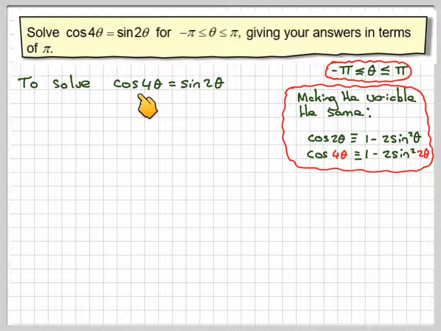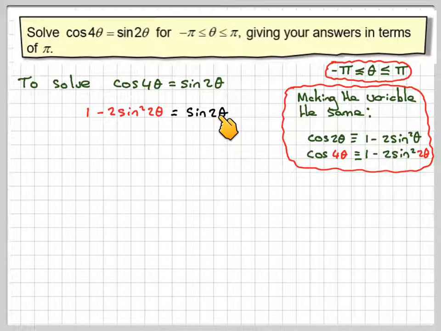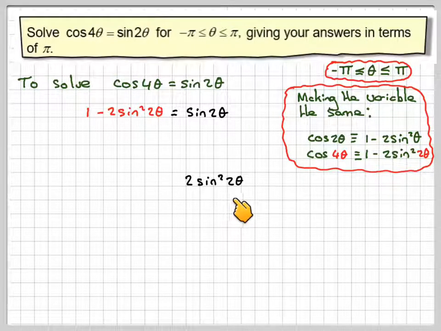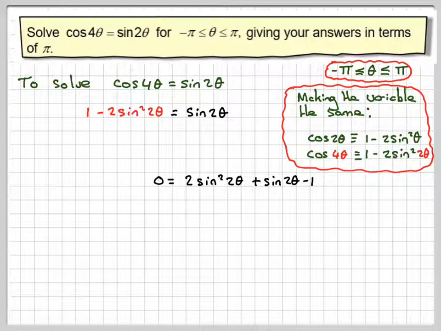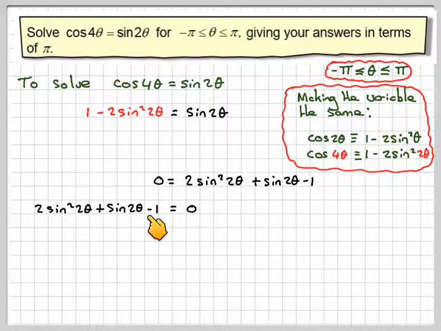So taking that identity and substituting, we're going to have 1 minus 2 sin squared 2θ, and be very careful how you write your 2's in each case, is equal to sin 2θ. So this is a quadratic in sin 2θ: 2 sin squared 2θ plus sin 2θ minus 1 is equal to 0. I'm just swapping the position of these terms over.